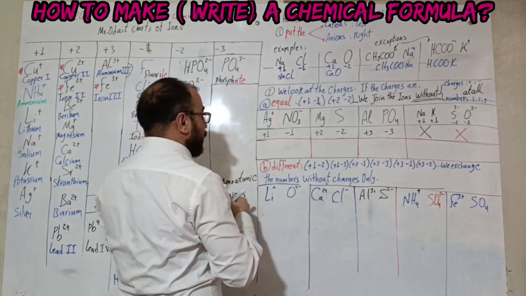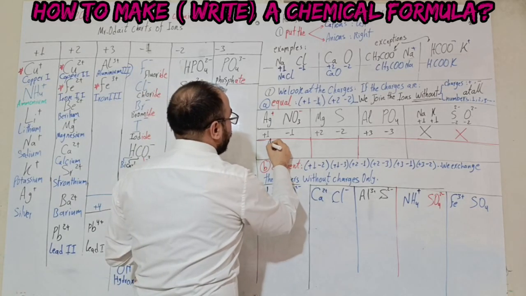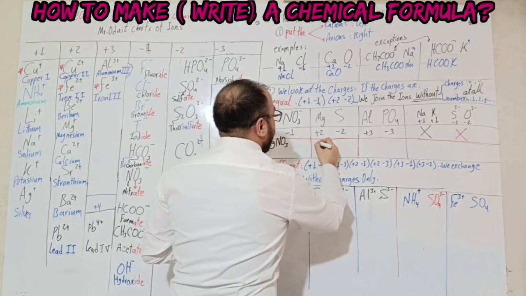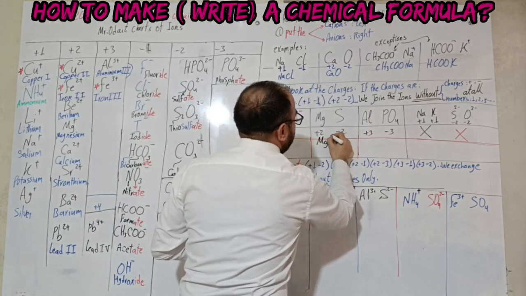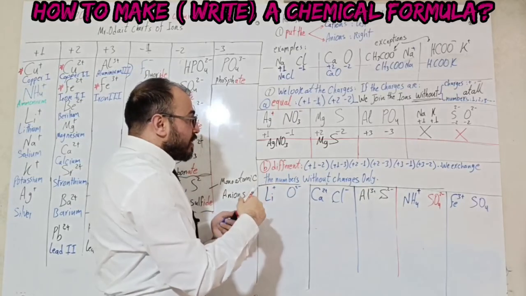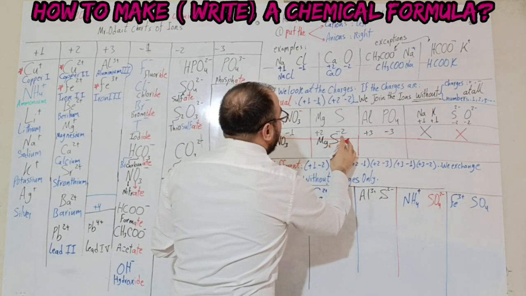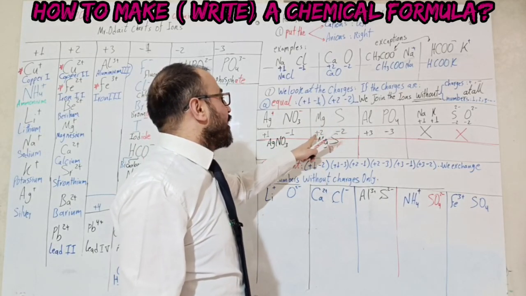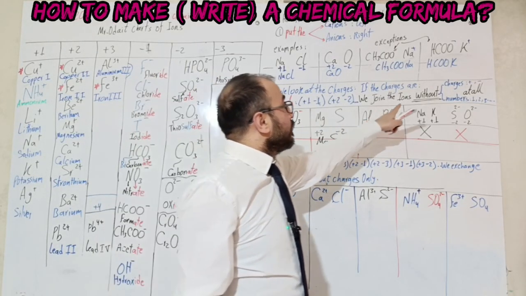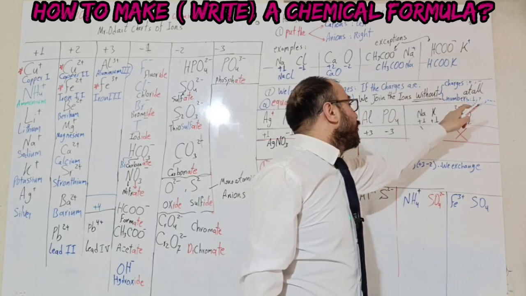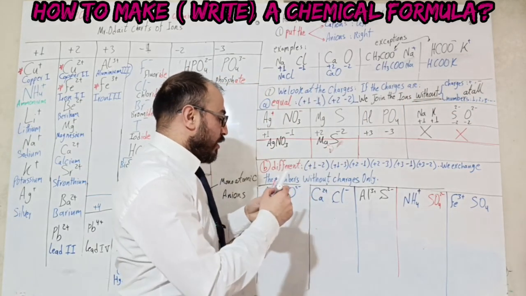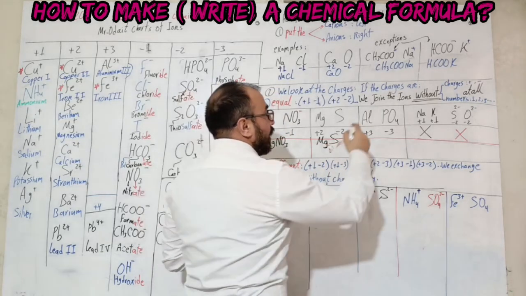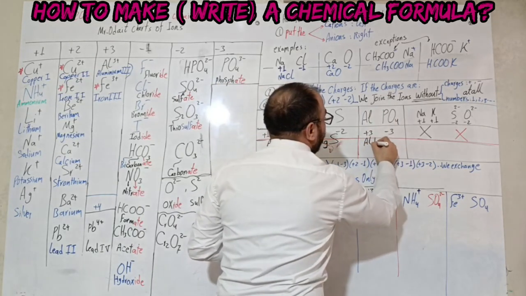For example, here I have silver and nitrate, silver nitrate, AgNO3. Of course, I ignore the numbers. I have Mg, S. Teacher, some students write Mg2S2, and this is wrong. Please, if the two ions have the same number of charge, please join them together without looking at the numbers or charges, positive, negative. And here, aluminum and phosphate.